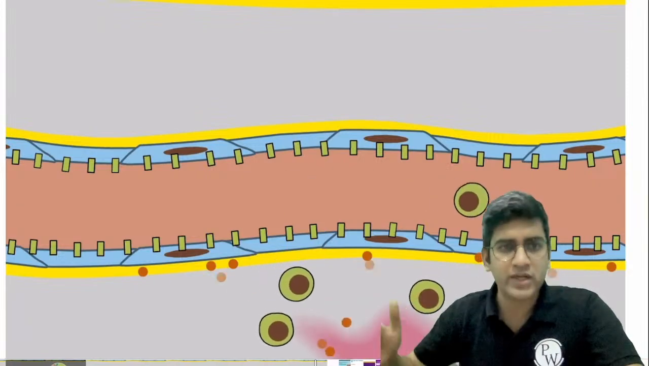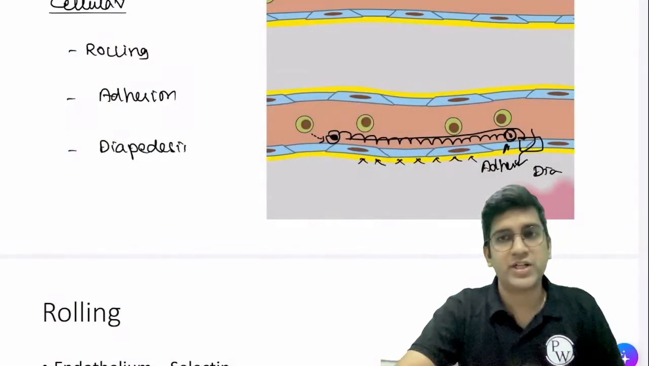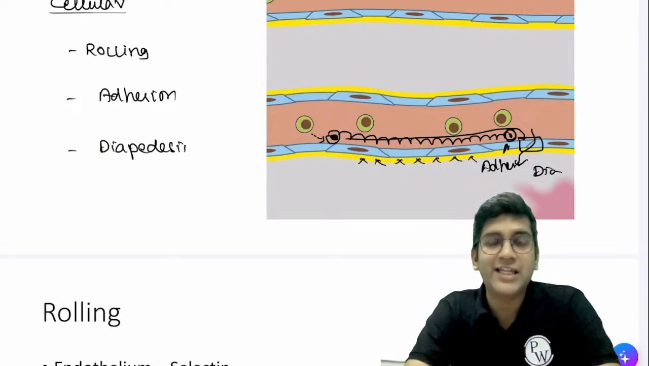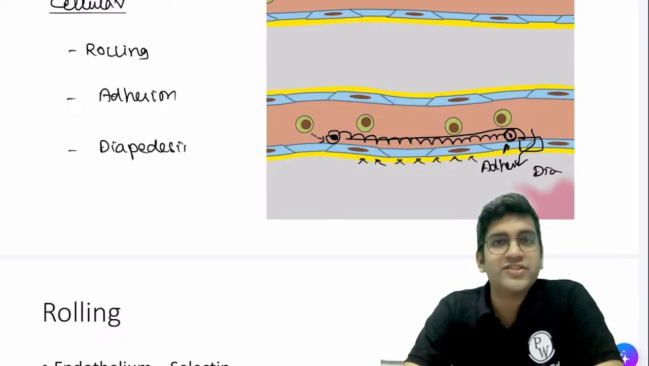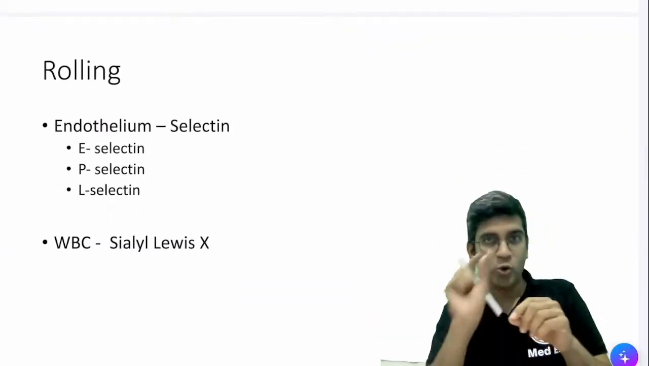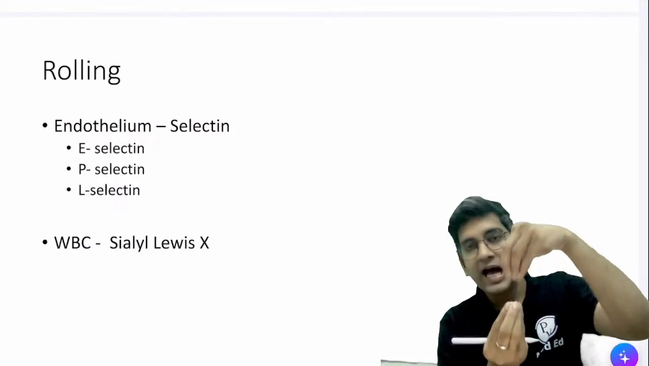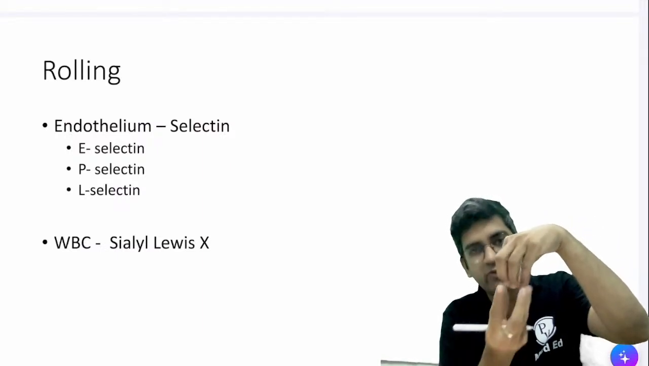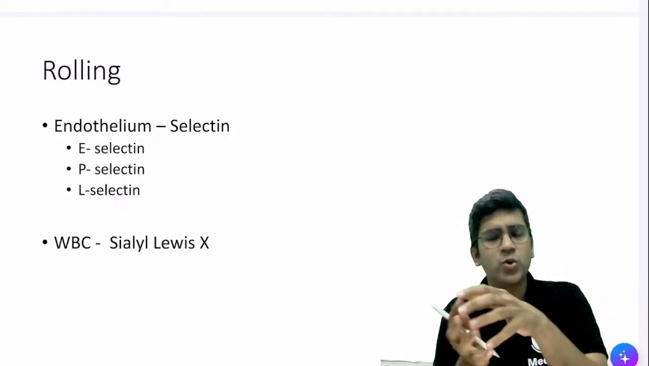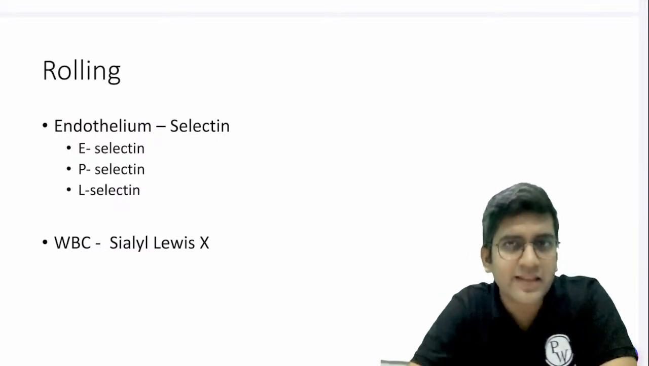Clear? And then we look at all the other steps. These are the things that happen in your rolling, adhesion, and diapedesis, right? Now we have to learn about what the molecules are, who will activate them, who causes them, because these might come in MCQs, right? Simple process, right? So for me to roll, we saw that the WBC should bind to the endothelium. So can I say I need someone from the WBC and someone from the endothelium to bind together? Only then will there be an interaction, right? Be it rolling, adhesion, or diapedesis, I need an interaction. Without that, nothing will happen, right?